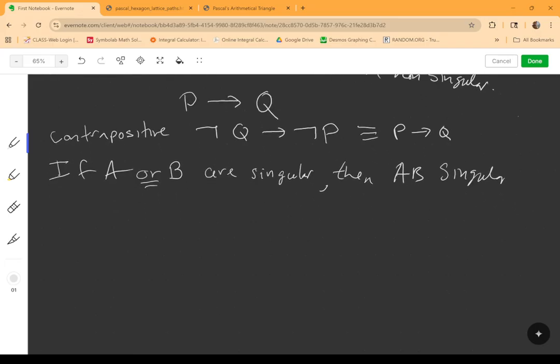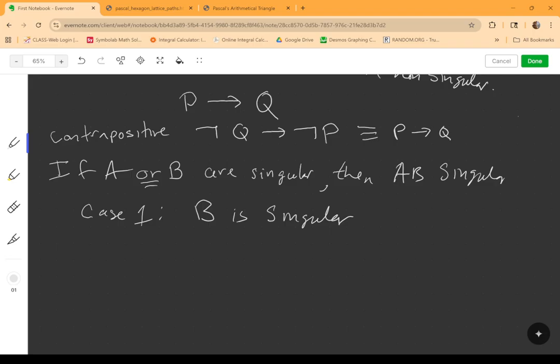Okay, so let's start by proving this, right? So there are going to be two cases to this proof. Now the first case, case one here, let's assume B is singular.